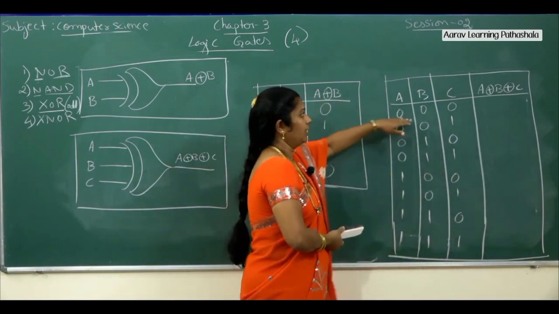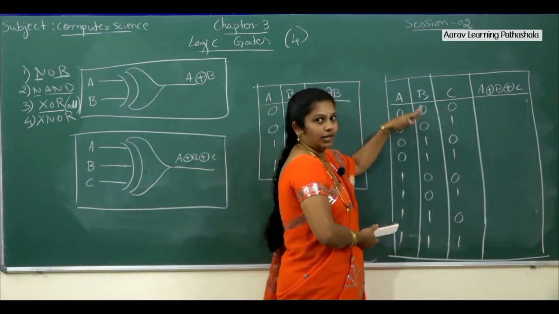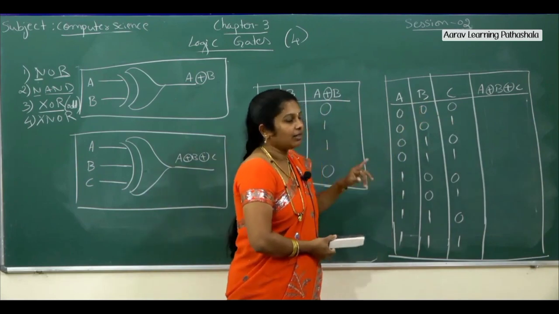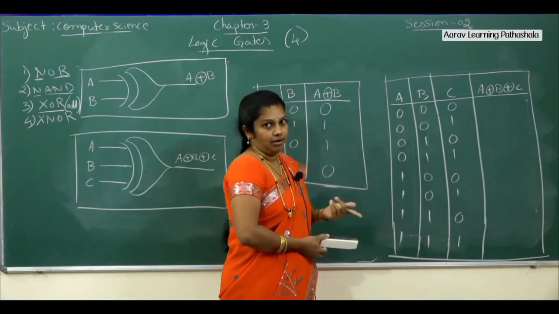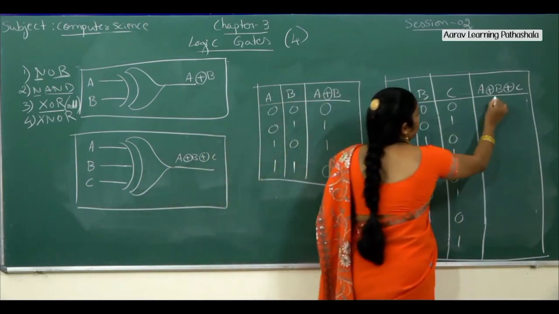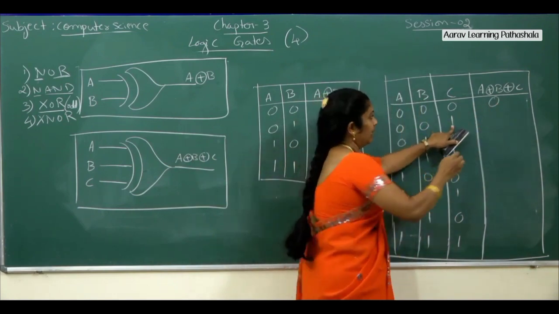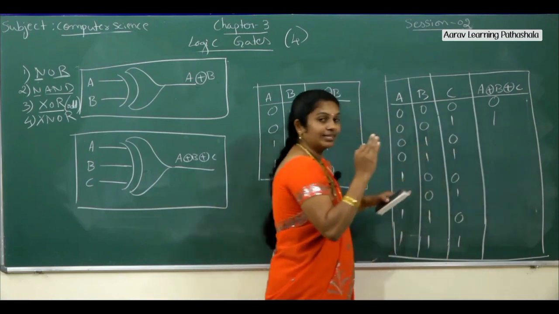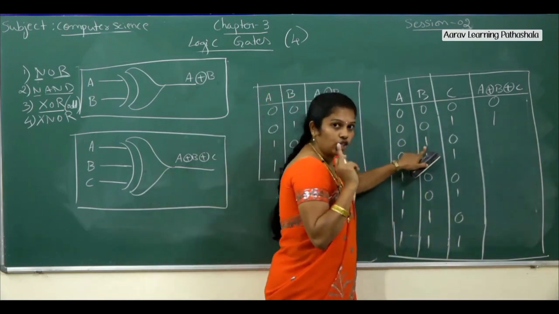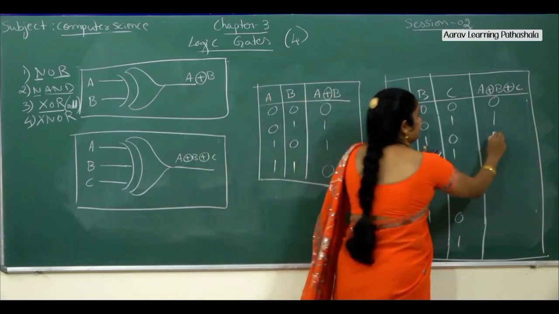Now find out how many times here we have 1. No, we don't have any 1. Then it means that it is even. Then output becomes 0. How many times 1 here we have? Only one time. Then it is 1. Just count how many times 1 we have. Here only one time. One time is odd.